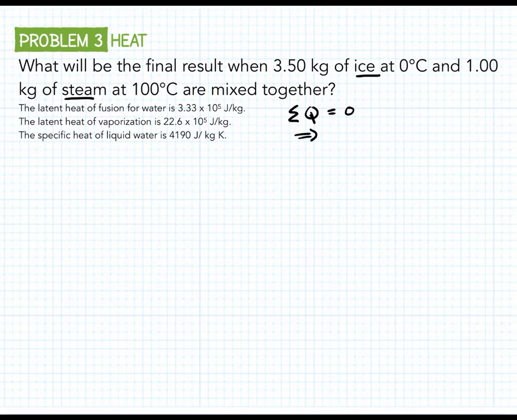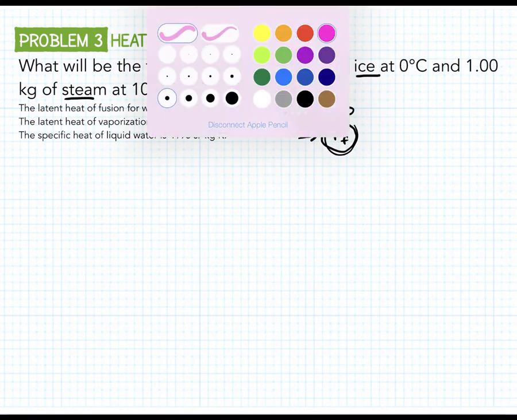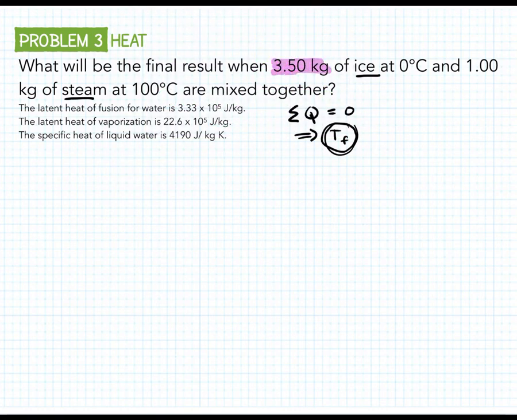Now the key here is we want to find T final. So when it reaches equilibrium, we want to know what that equilibrium temperature is. In this case, here are our 2 systems: we have 3.5 kilograms of ice at 0 degrees Celsius, and then we have 1 kilogram of steam at 100 degrees centigrade. And of course, we might need to think about things in terms of Kelvin.